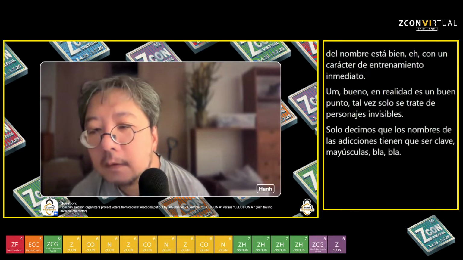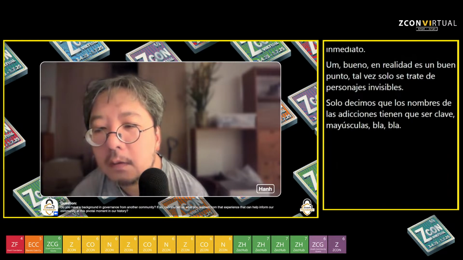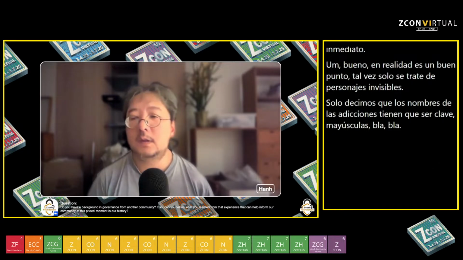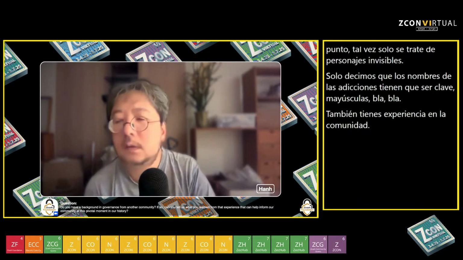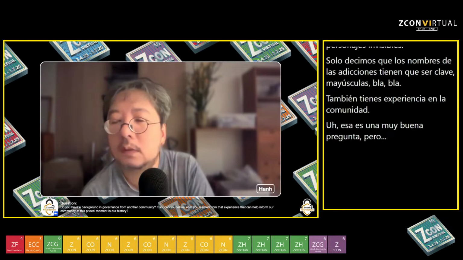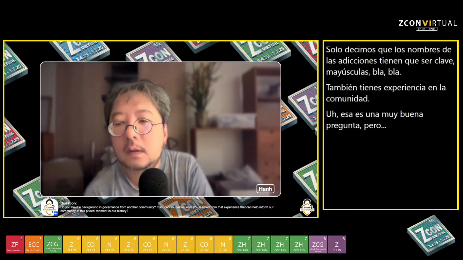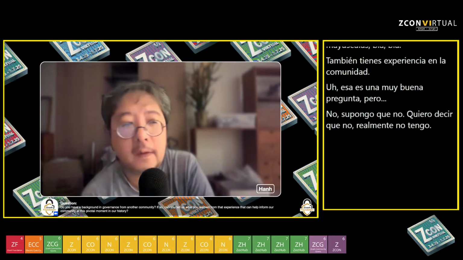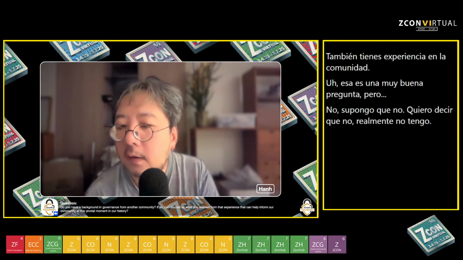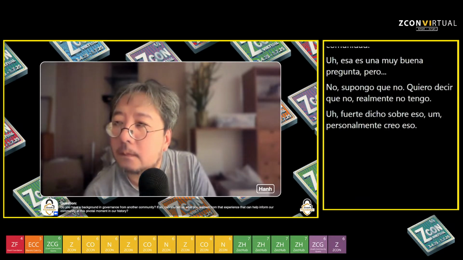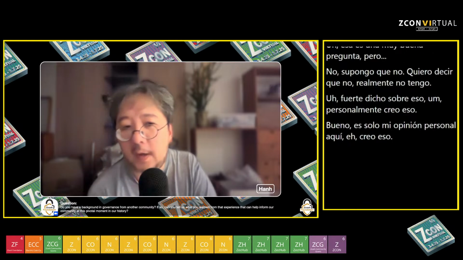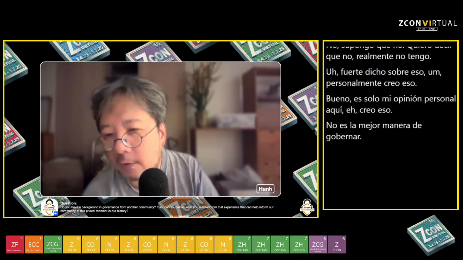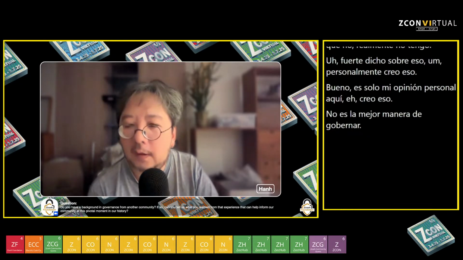Do you have a background in governance from other communities? Can you tell us what you learned, and what else can help these people to move on? Oh, that's a very good question, but no, I guess not. I don't really have a strong view about that. Personally, just my personal opinion here, I think that it's the best way to do governance, knowing that we have limitations.